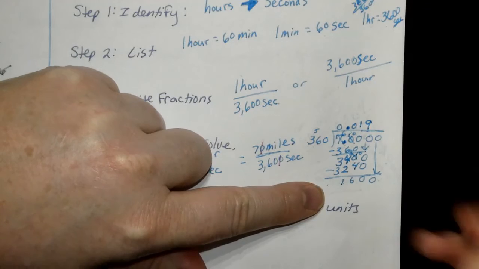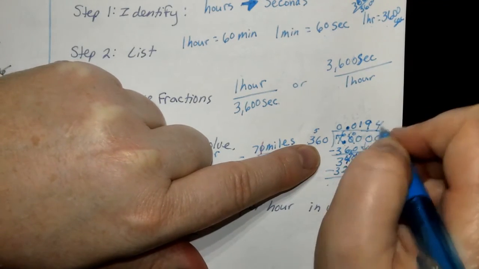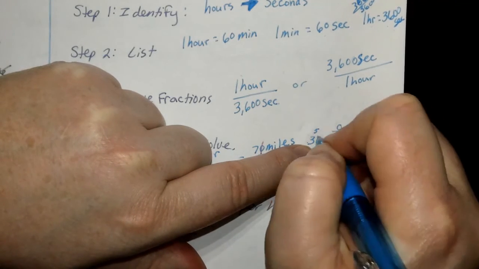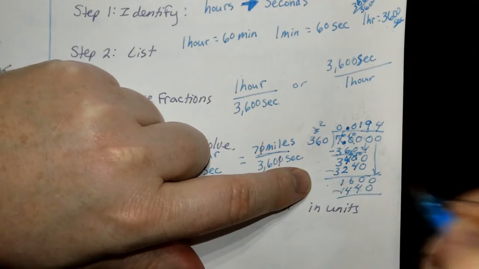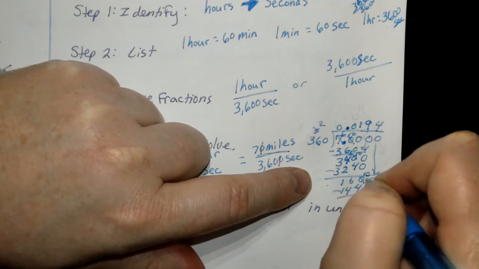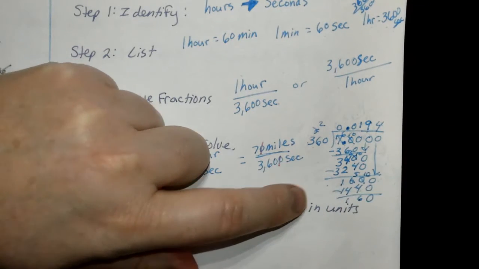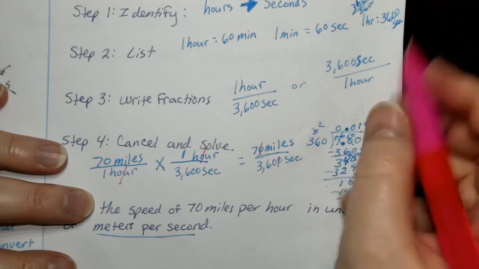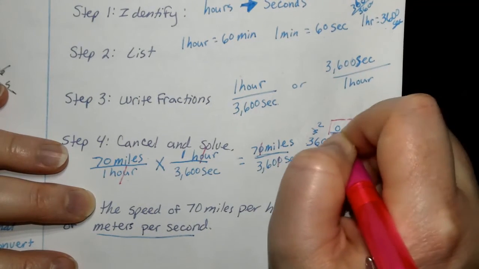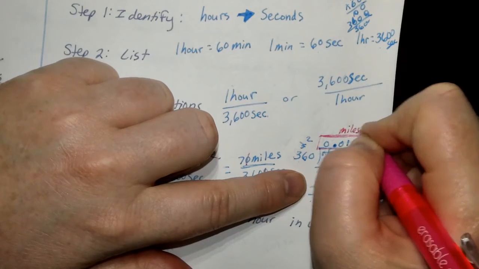360 into 1,600. I'm going to say that's 4. 0 times 4 is 0. 6 times 4 is 24. Carry the 2. 4 times 3 is 12, plus 2 is 14. 0 minus 0. 10 minus 4 is 6, 5 minus 4 is 1, and I'm left with 160. But I'm going to just stop it and round it off at 3 decimal places, so my number is 0.0194 miles per second.